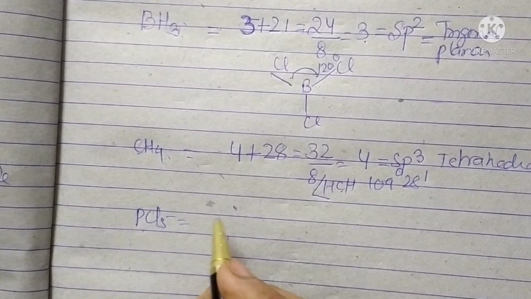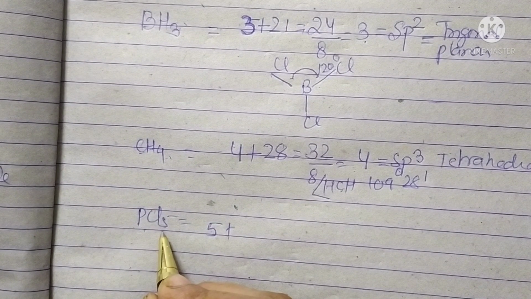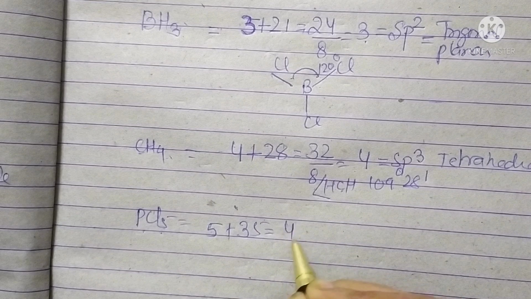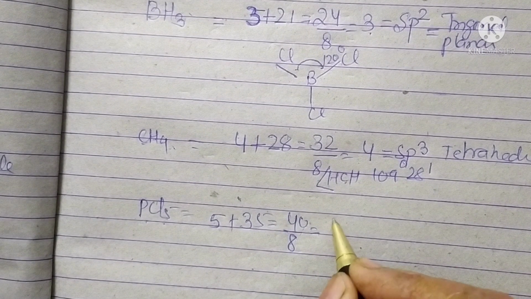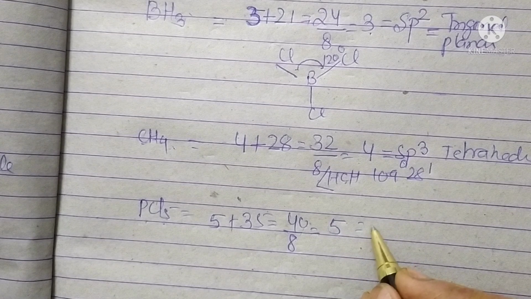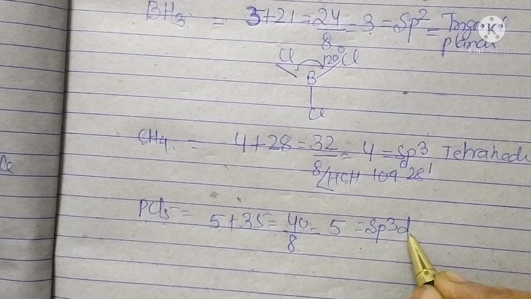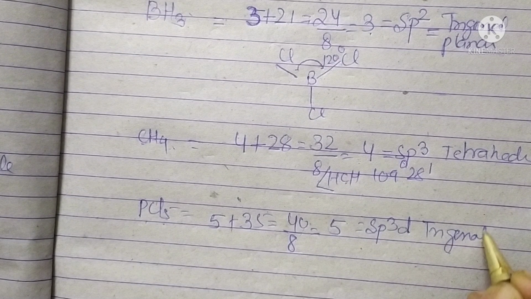Next is PCl5. Phosphorus valence electrons will be 5. There are 5 chlorine atoms, so it will be 7 fives are 35. 40 divided by 8, the answer will be 5. So the hybridization will be sp3d, and the shape of the molecule will be trigonal bipyramidal.